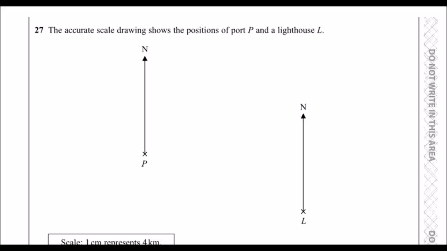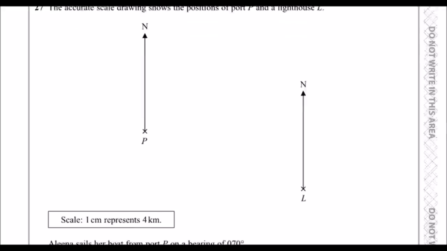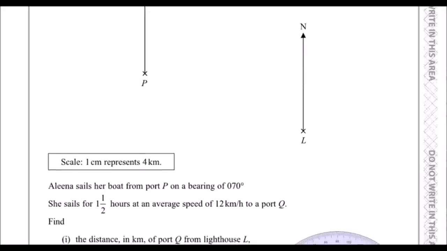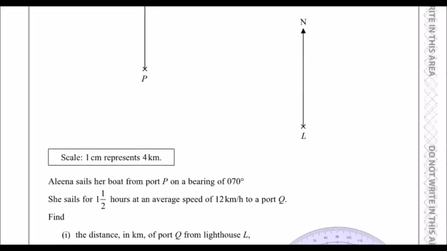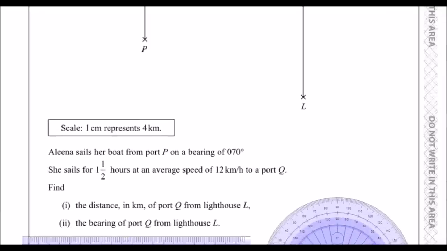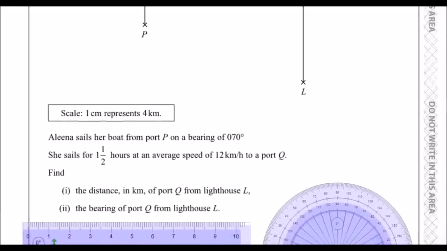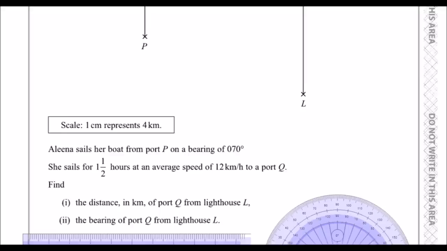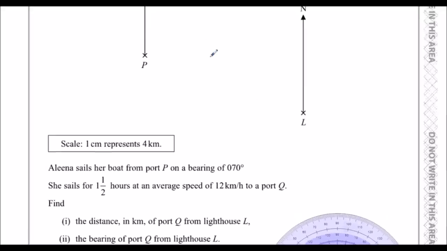Question 27. The accurate scale drawing shows the positions of port P and a lighthouse L, and we have a scale that says 1 centimeter is 4 kilometers. Alina sails her boat from port P on a bearing of 70 degrees. She sails for 1.5 hours at an average speed of 12 kilometers per hour to port Q. Find the distance from port Q to lighthouse L. So we need to know where Q is.